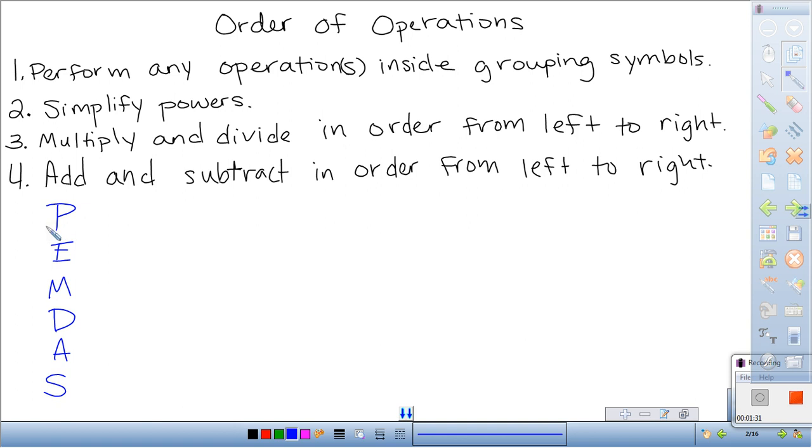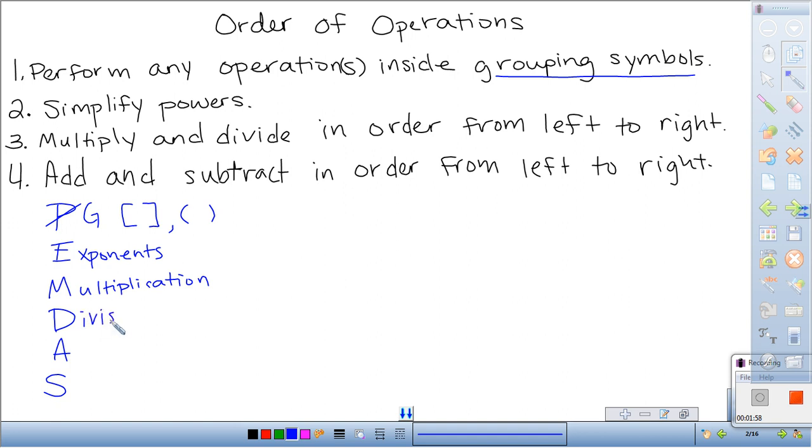So PEMDAS really should have been GEMDAS because it's not just parentheses, it's really all grouping symbols including brackets and parentheses. E, of course, stands for exponents. M, multiplication. D, division. A, addition. And S, subtraction.